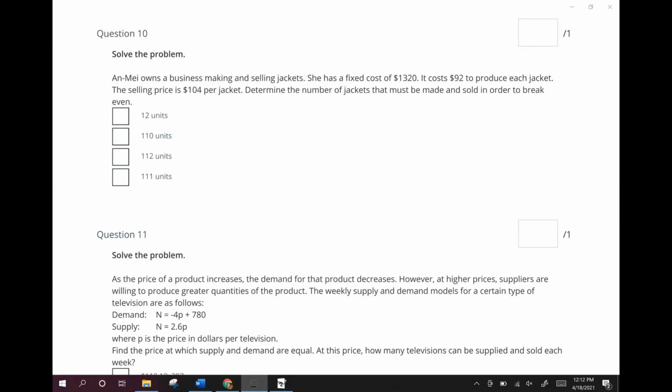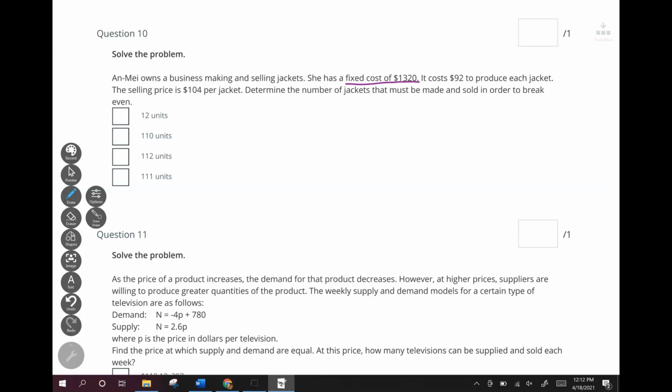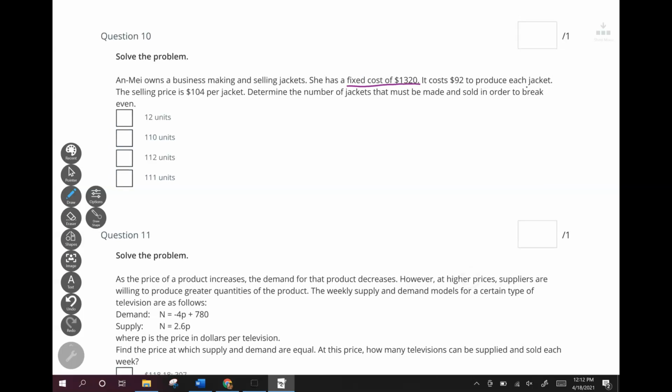Anne Mai owns a business making and selling jackets. She has a fixed cost of $1,320. It costs $92 to produce each jacket. And the selling price is $104 per jacket. Determine the number of jackets that must be made and sold in order to break even. So when you're talking about breaking even, you're talking about cost equals revenue. You are making at least as much money as you are spending.